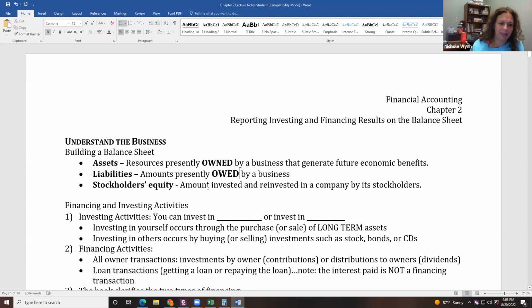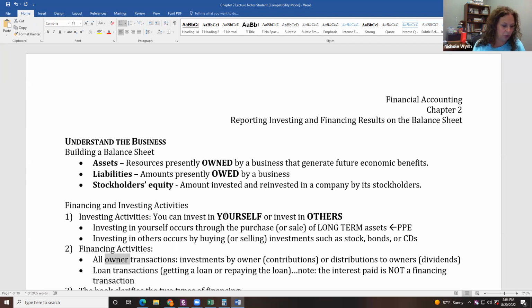Also, as far as cash flow activities, we're going to focus almost exclusively in this chapter on investing and financing transactions. So just to review, I've said this lots of times in your notes and in your videos, but investing, you can invest in yourself or you can invest in others. So investing in yourself is through purchases or sales of long-term assets. We usually say PPE, property, plant, and equipment. And then investing in others is the things you think of as investing, like buying stock in McDonald's.